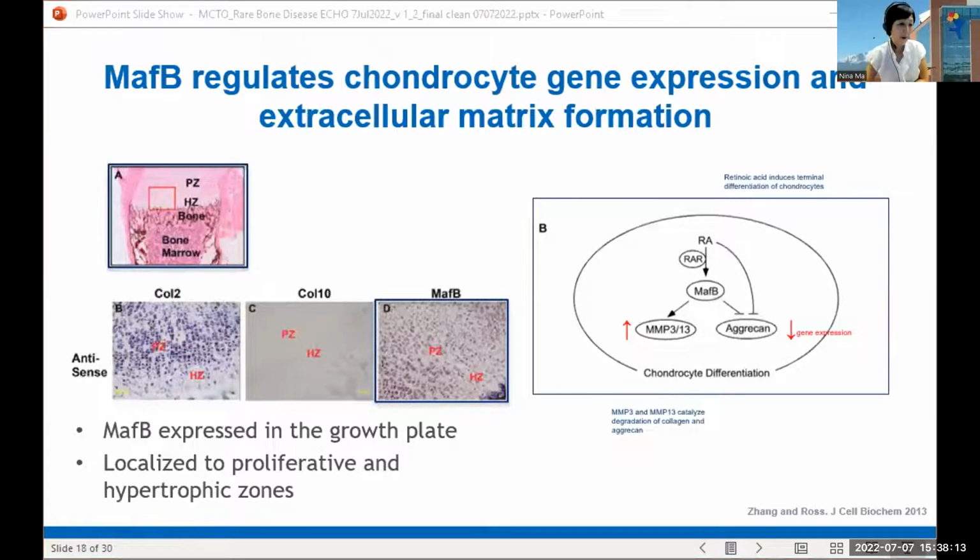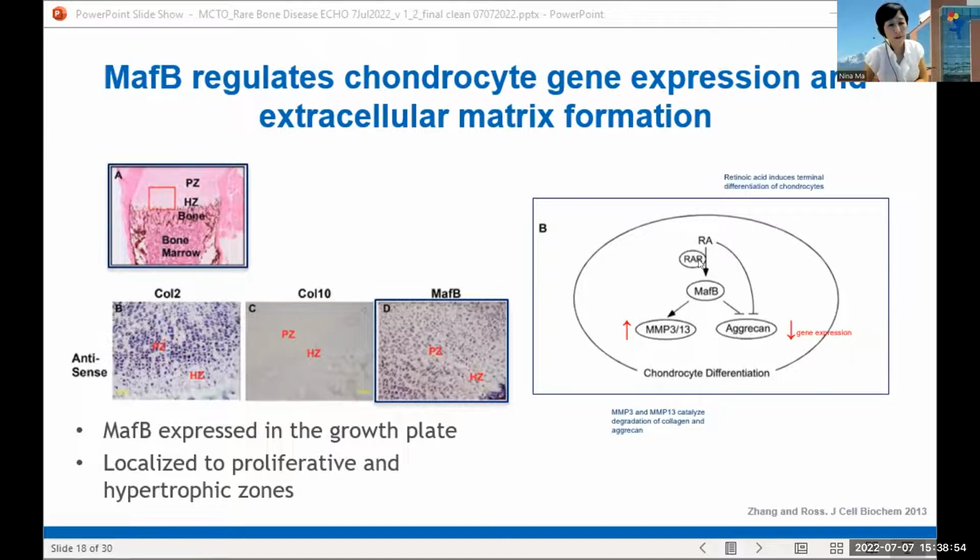And there is some experimental evidence to support this notion of dysfunctional bone formation. For starters, MAFB is expressed in the growth plate chondrocytes. This is histology of a neonatal rat femur, where PZ represents the proliferative zone and HZ represents the hypertrophic zone. And MAFB staining localizes to both the proliferative and the hypertrophic zones. This group also demonstrated that MAFB regulates chondrocyte gene expression in chondrocytes that are undergoing differentiation.